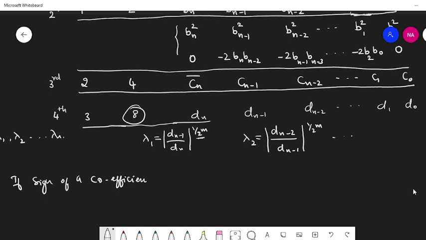If the sign of the coefficients changes alternately, then your conclusion is that f of x has complex roots.